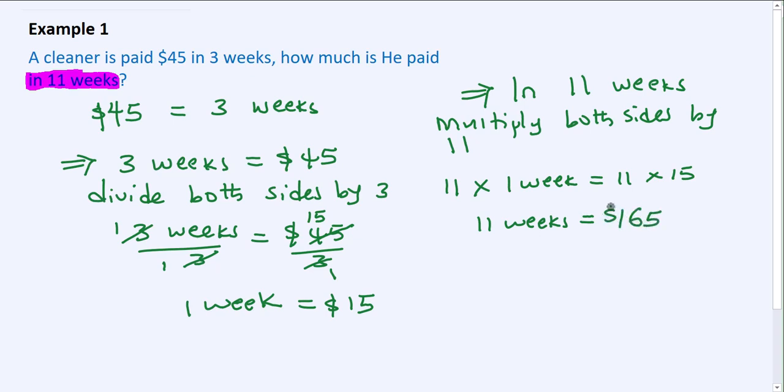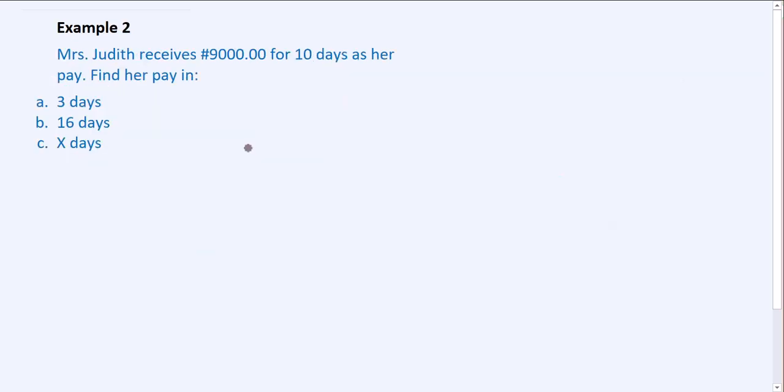$165. Please don't forget to add that. And that is it. So let's go ahead and solve the next question. Okay, Mrs. Judith receives 9,000 naira for 10 days as her pay. Find her pay in 3 days, 16 days, X days.